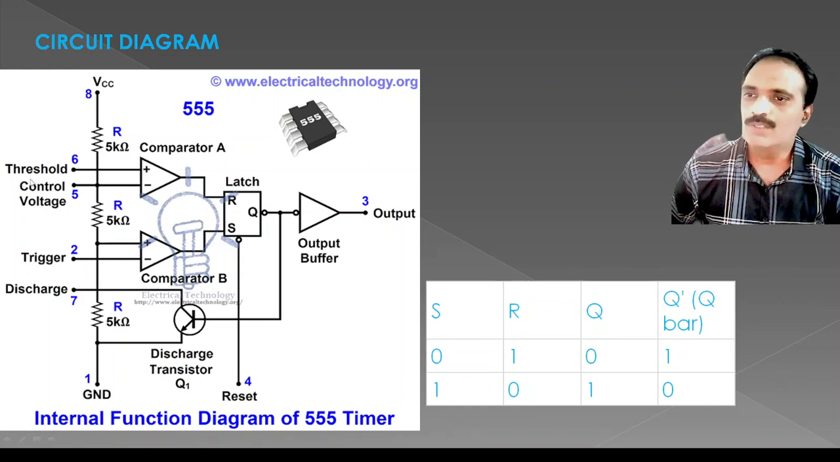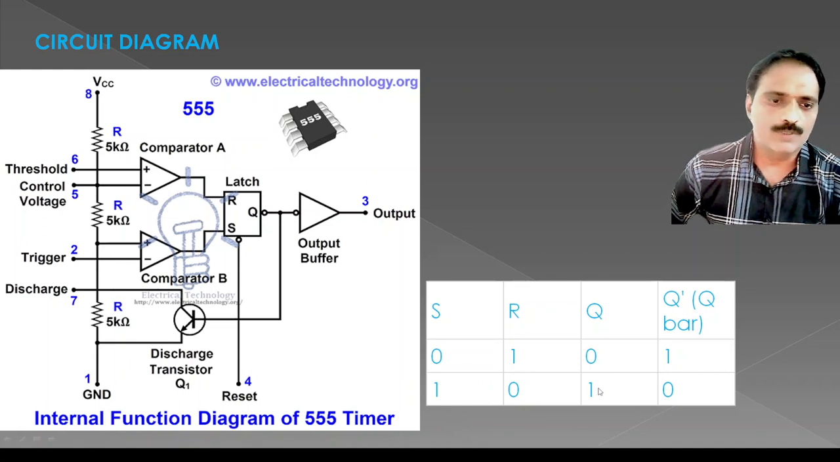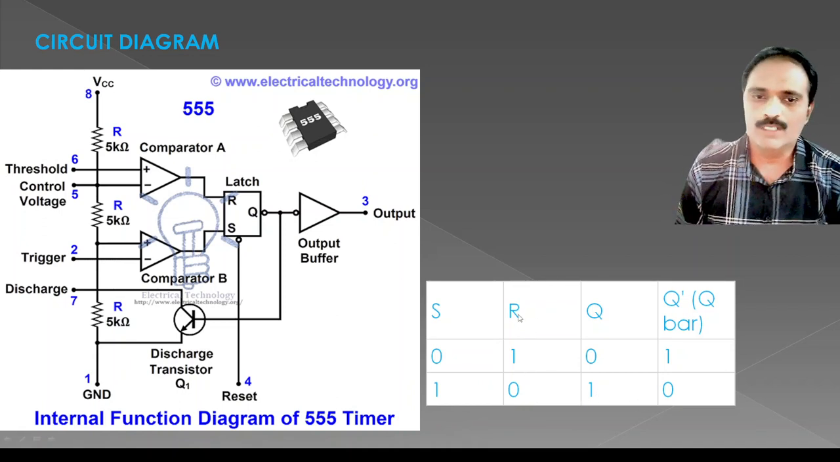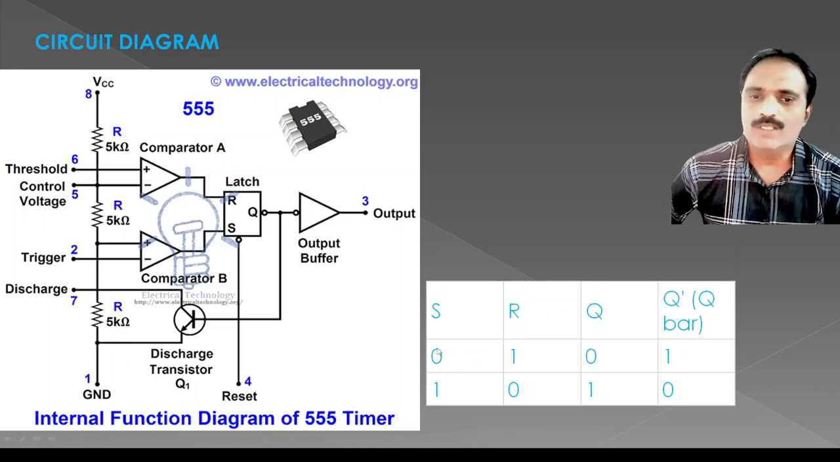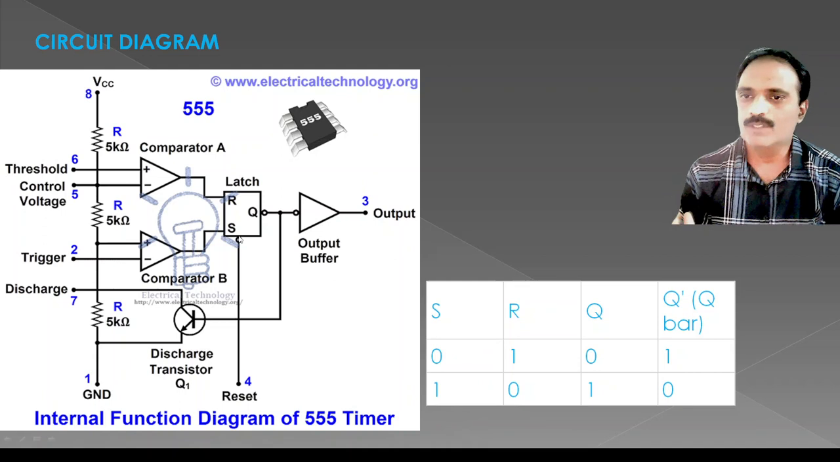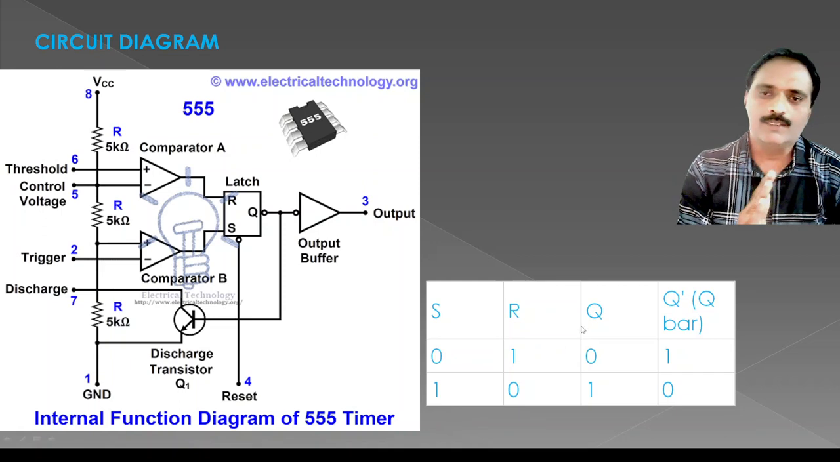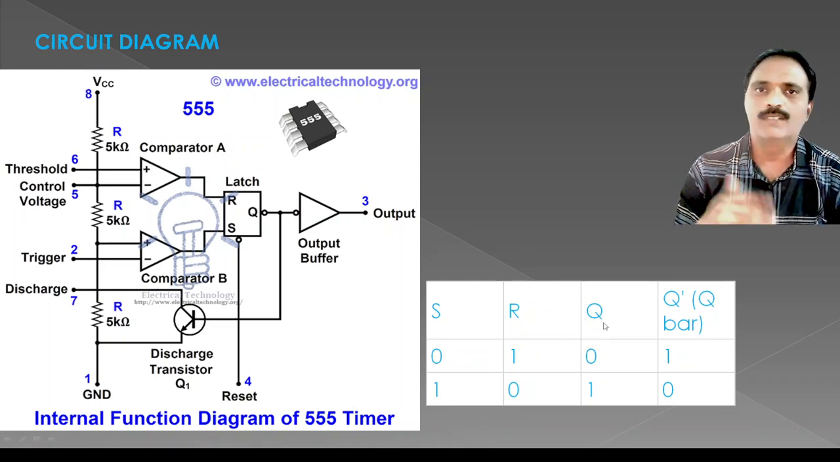And similarly, when the threshold voltage is more than 6 volts, already we have set this point to 6 volts, and when this control voltage becomes more than 6 volts, the output of this comparator is going to be high, R is going to be high, and the output is going to be low. Similarly, the converse is going to happen. When S is equal to 0 and R is equal to 1, the output is going to have 0 state. Like that, depending upon the inputs of the flip-flop, or you can say the output from these two comparators, the state of Q is going to be either 0 or 1.